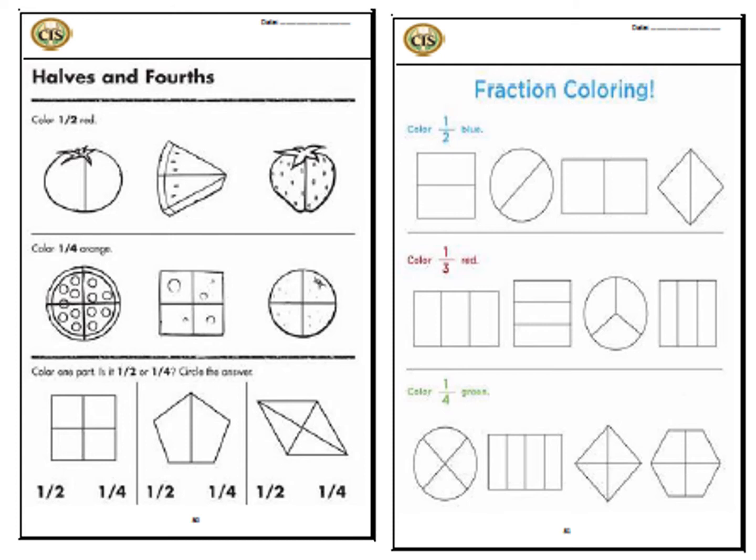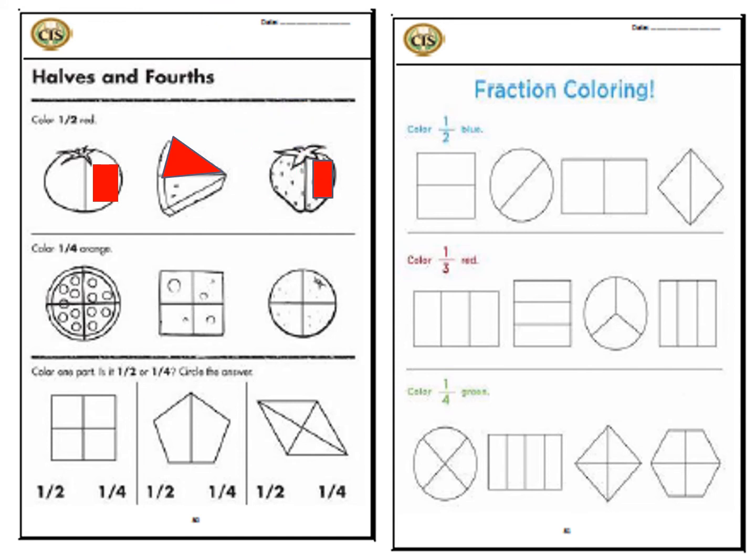Here he asked me to color the parts. The first question, color half by red. I have here tomato, watermelon, strawberry. I will color half of the part. Here the tomato is divided into 2, so I will color 1 part of them by red. The watermelon is divided into 2, so I will color 1 part of them. The strawberry is divided into 2 parts. I will color 1 of them.